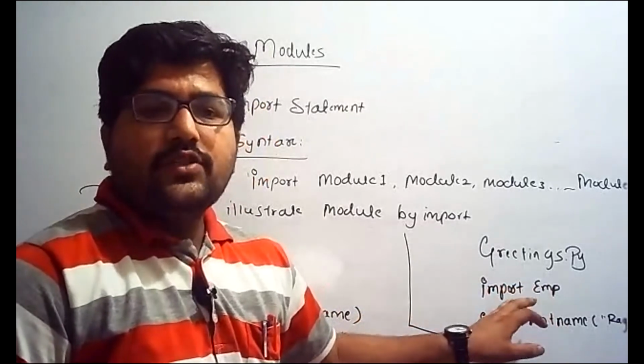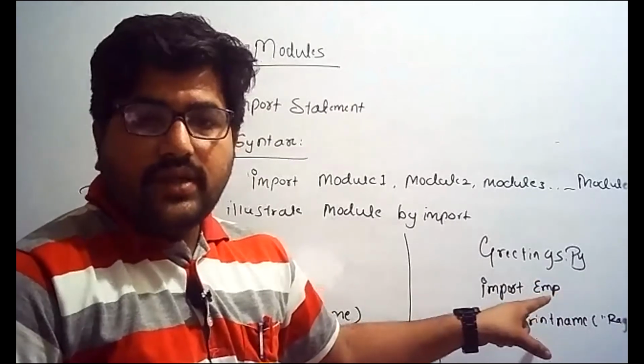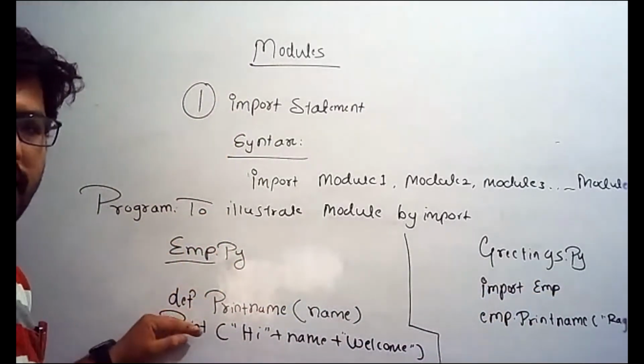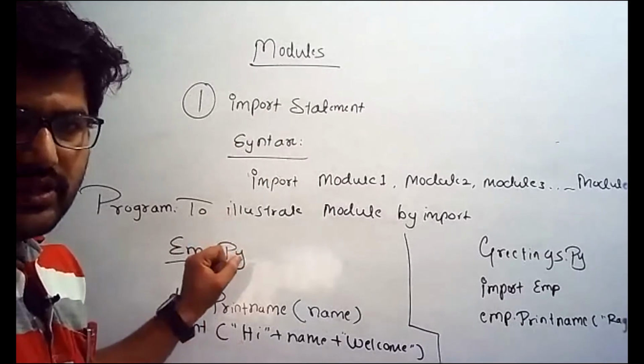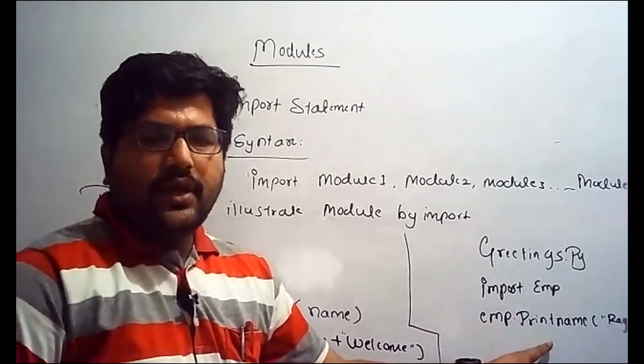What is the interpreter going to do? It will search for the EMP file. Is there any EMP file? Yes, the EMP file is there. What does it contain? It will fetch it. Actually, EMP dot print name.